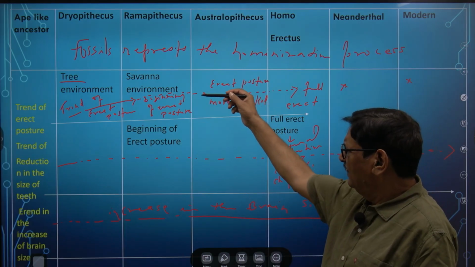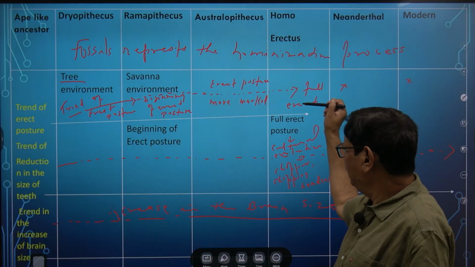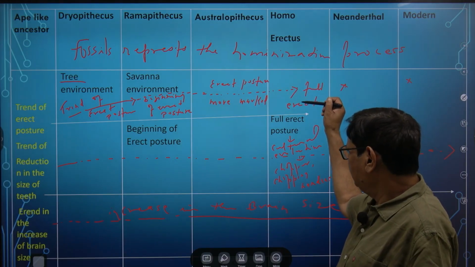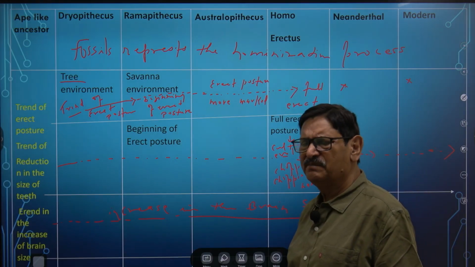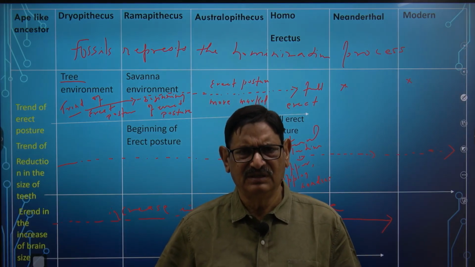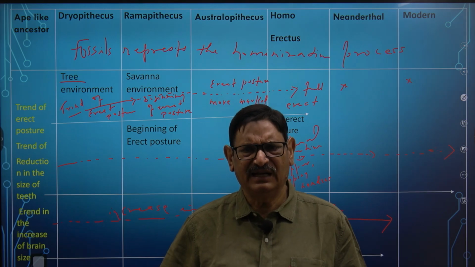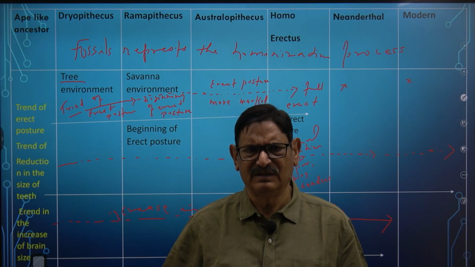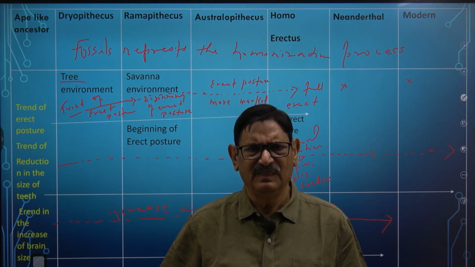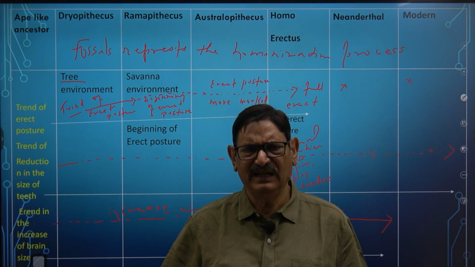As Homo erectus became fully erect, he started making tools, and this tool making laid the foundation of cultural evolution, that is, making of stone tools such as chopper, chopping and hand axes.